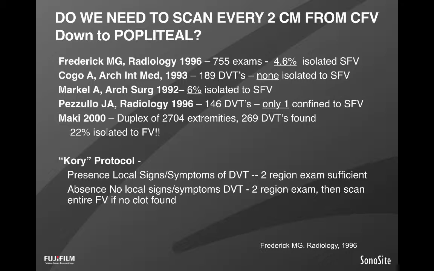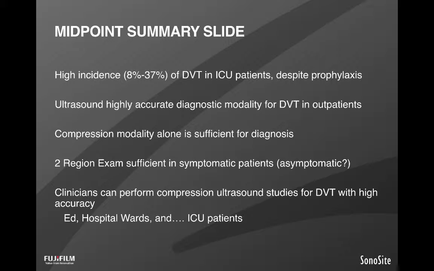So here I make a little joke that the Kory protocol would be, in symptomatic patients, I would do a 2-region exam. But if they don't, then you can go further and scan more of the extent of the femoral vein if no clot is found. So let's summarize what I've gone over, because I haven't even gone over how to do it or how you should do it, but I did want to support the field and really get you understanding that this is a very well supported and highly indicated application of ultrasound in the ICU.